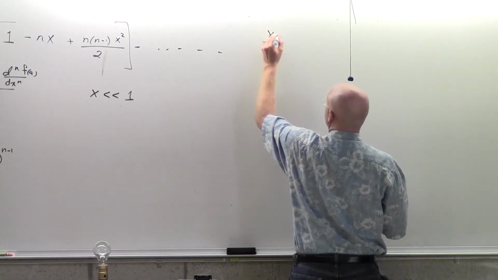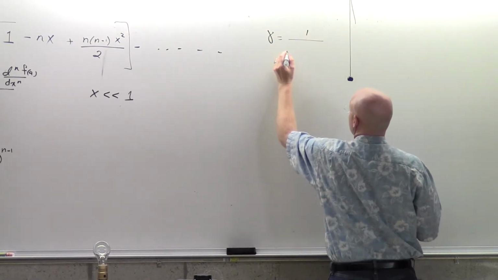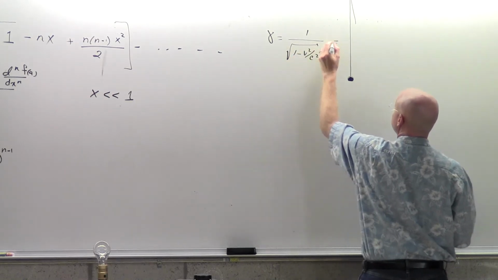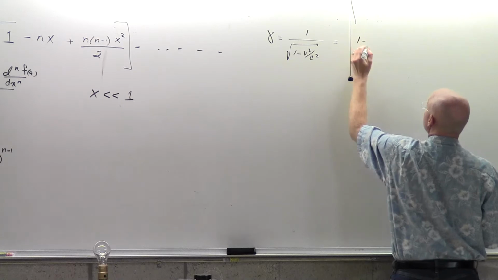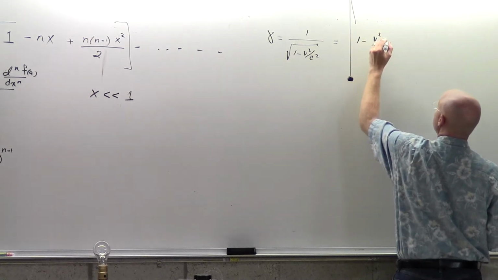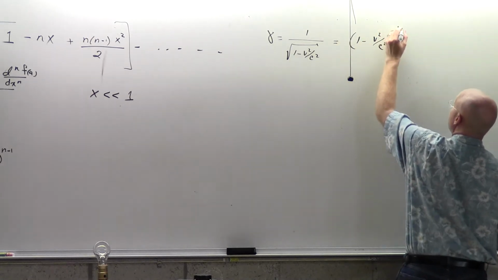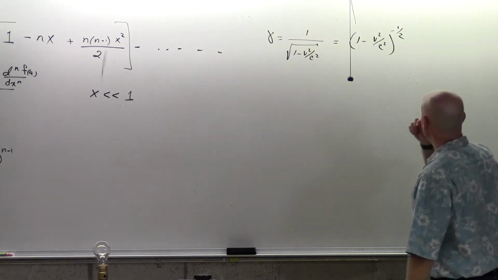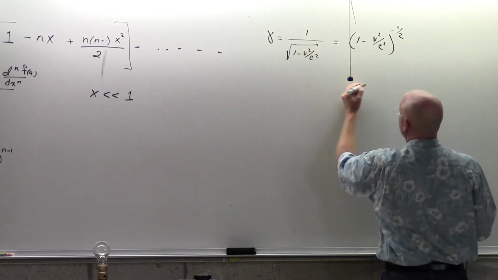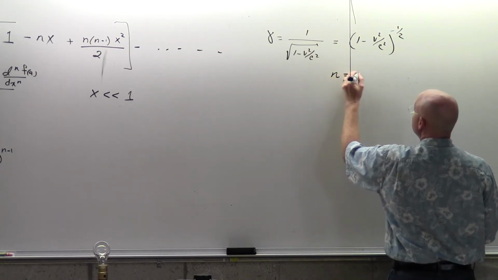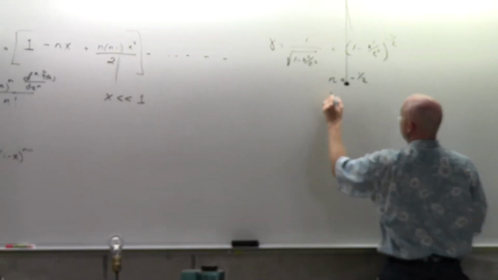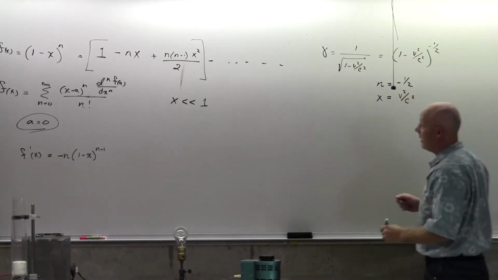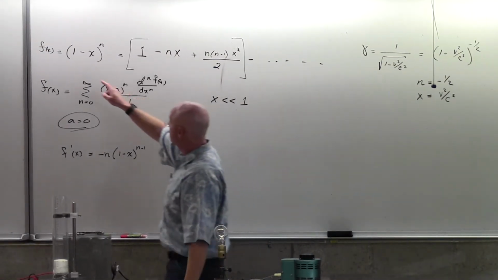So let's look at gamma for a moment. Gamma can actually be written in this way. We can write it as 1 minus v squared over c squared raised to a negative 1/2 power. And so if we think of n as equaling negative 1/2 and x as equaling v squared over c squared, isn't that what I have?